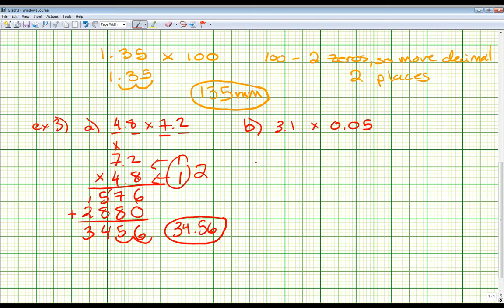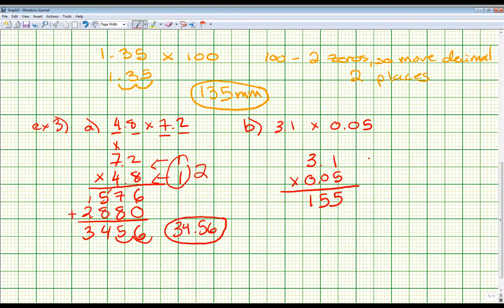If we're looking at 3.1, it has 2 digits. If we're looking at 0.05, it only has 1 non-zero digit. So we're going to put 3.1 on the top and multiply it by 0.05 on the bottom. I don't have to have my decimals lined up. The zeros in the front don't really mean much at this point, so we're just basically multiplying 31 times 5. 5 times 1 is 5. 5 times 3 is 15.